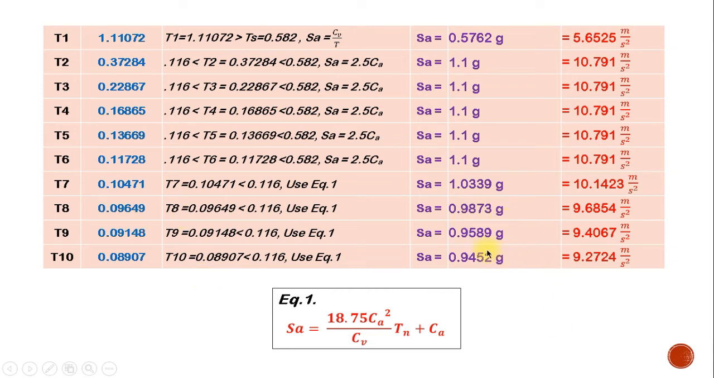For mode 9, meron tayong 0.9589G. And for mode 10, meron tayong 0.9452G. So, if we substitute the value of G na 9.81 meter per second squared, makukuha natin for mode 8, meron tayong 9.6854 meter per second squared. For mode 9, meron tayong 9.4067 meter per second squared. And for mode 10, meron tayong 9.2724 meter per second squared.